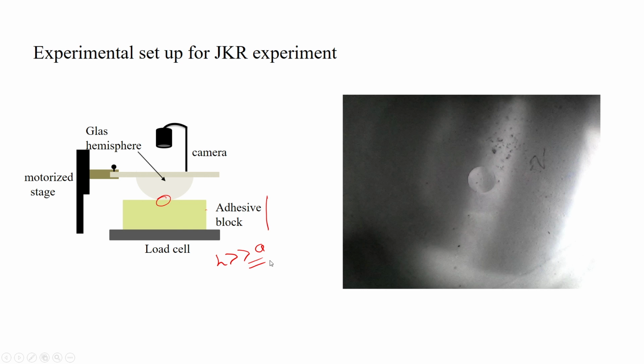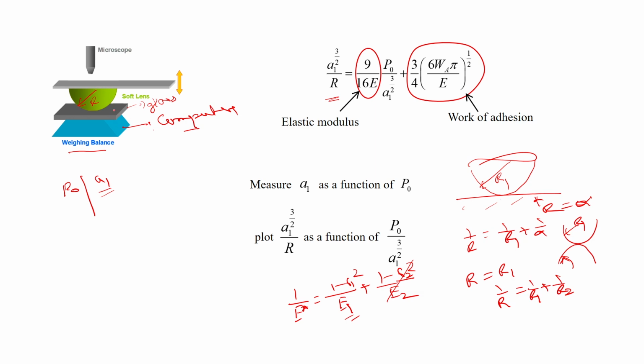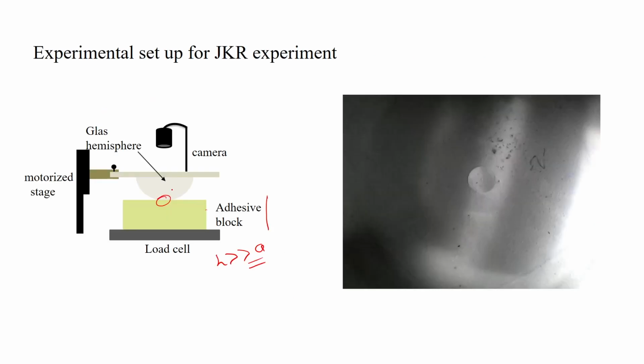and you have this glass hemisphere. Now, let us say that instead of having a soft lens, you have a rigid glass. So, both ways it will work. The theory and the analysis work in either way.